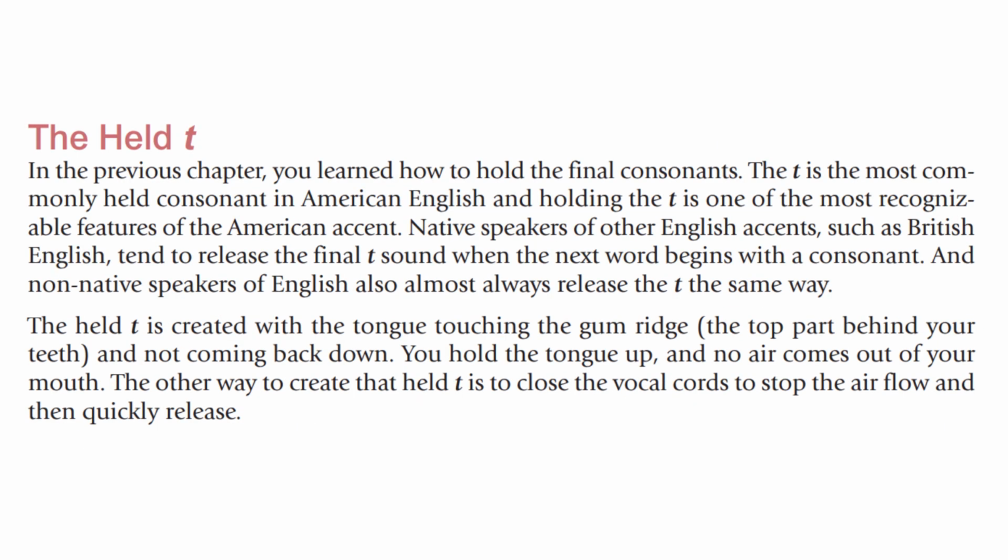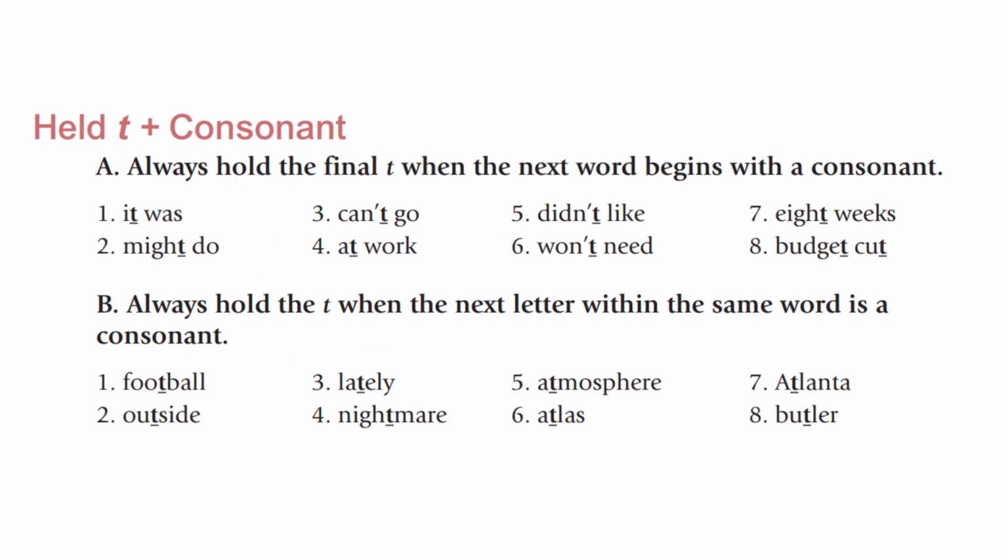The held T. As a simple awareness exercise, let's first practice saying the T sound so that you get a feeling of where in the mouth it occurs. Repeat saying the T, t, t, t, t, t. You will notice that the tip of your tongue is touching and releasing your gum ridge, which is the upper part of your mouth right behind your front teeth. T, t, t. This is what we call the fully pronounced T. The tongue touches and releases. Held T plus a consonant. Always hold the final T when the next word begins with a consonant. Instead of saying at work, say at work.